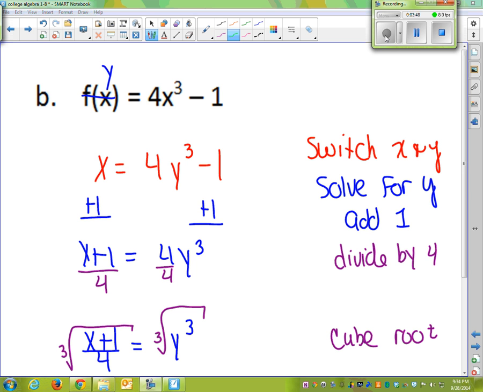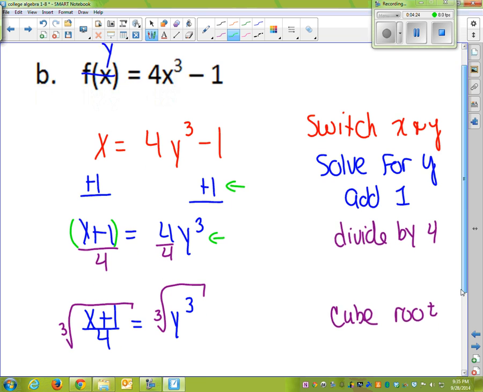All right, let's see how you did. You switched the x and y. Then we started to solve for y. The first thing was to add the 1 to both sides. This created a binomial on the left-hand side, this x plus 1. The next thing was to divide by 4. And when you divided by 4, the entire binomial was divided by 4. So x plus 1 divided by 4.